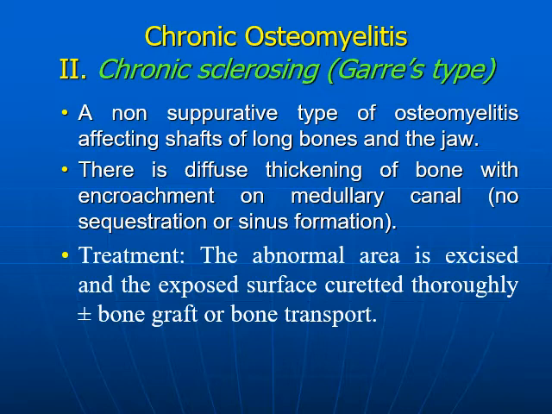There is a special type of chronic osteomyelitis, we call it Garre type, or chronic sclerosing type. It is a non-suppurative type of osteomyelitis affecting the shaft of the long bones and jaw. We will have diffuse thickening of the bone with complete obliteration of the medullary canal. Treatment: we excise the abnormal area and expose the surface, curette thoroughly, plus or minus bone graft and bone transport by Ilizarov.